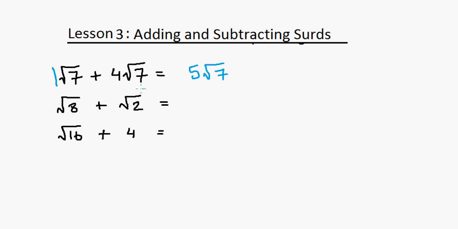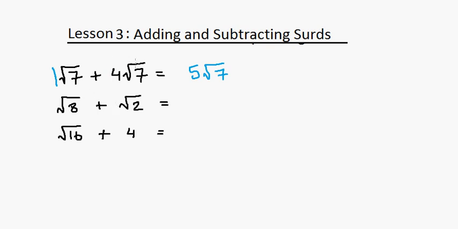But now we don't have the same roots. This is root 8 and this is root 2. We cannot add different types of roots. These are called unlike terms. The first one was like terms, but now we have unlike terms.